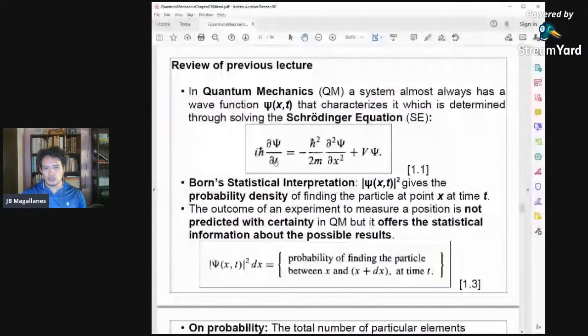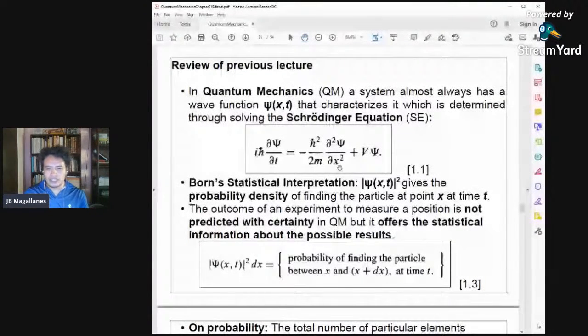This is equal to negative ħ squared over 2m times the second order partial derivative of psi with respect to x squared, or space, plus the product of the potential times psi.